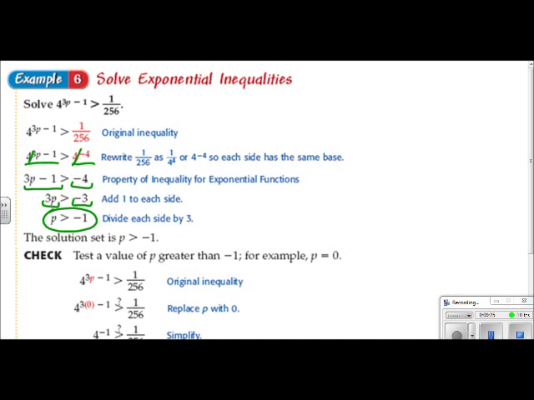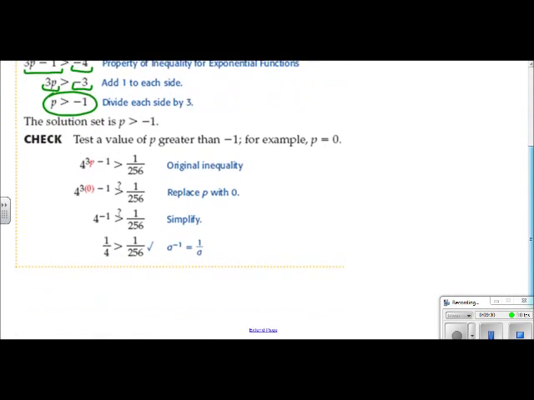And again, if we wanted to check that, we just plug in something that's greater than negative 1, like 0, and it should hold essentially then. So 3 times 0 is 0 minus 1, so 4 to the negative 1 is 1/4, which is in fact greater than 1/256th. So it works.